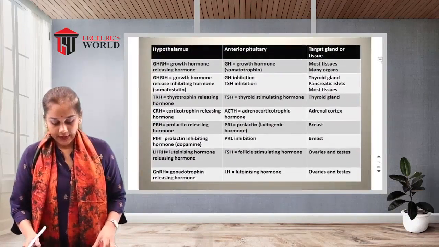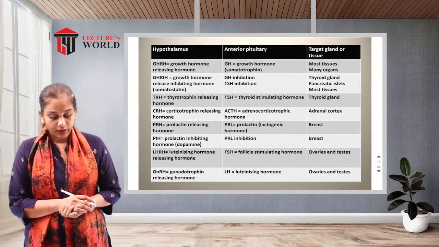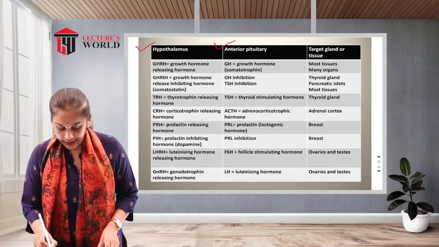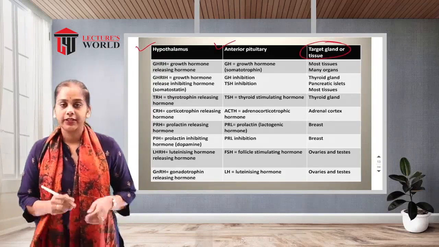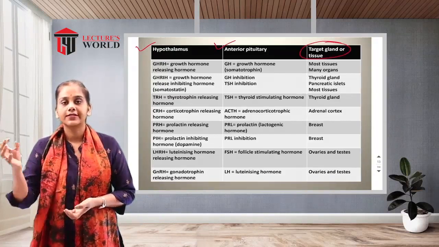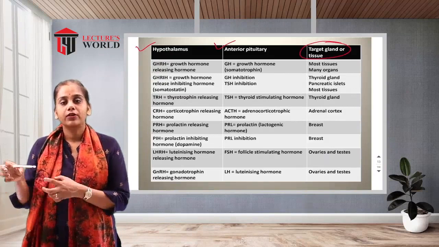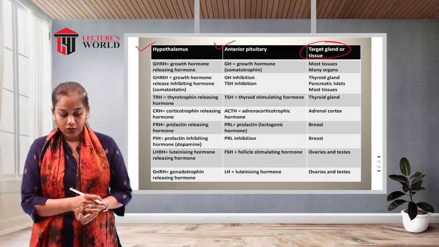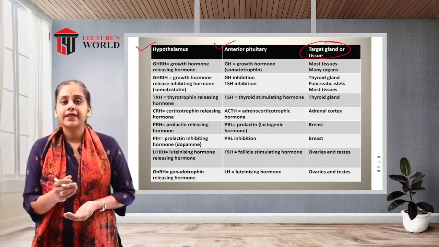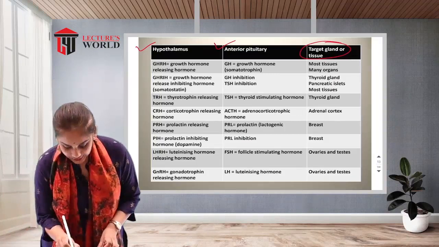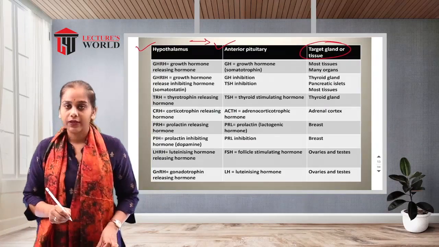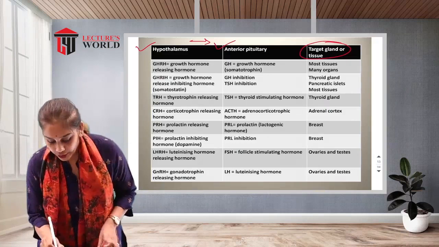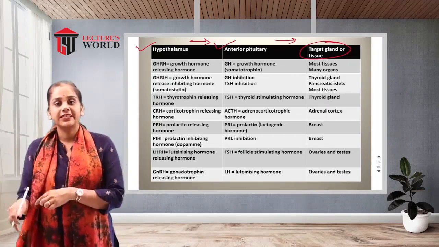Now let us see the hormones: hypothalamus, anterior pituitary, and which are the target gland or tissue. The hormones go to particular target or specific organs to act in the body. So the hypothalamus is a triggering material. It triggers the anterior pituitary gland, which secretes the hormones, and then the hormones go to the specific organs.